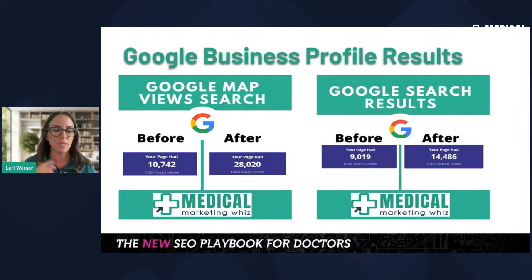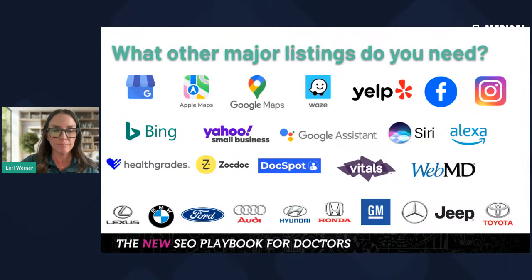And this is what I love about this, you can measure the results. This is 90 days before versus 90 days after of one of our clients. So optimizing their Google business profile, they went from 10,000 map views in the 90 days before to 28,000 map views 90 days after. Their overall search views went from 9,000 to over 14,000 in only 90 days. So this is something that is very, very fruitful as far as putting in the effort doing it. You can absolutely measure your results.